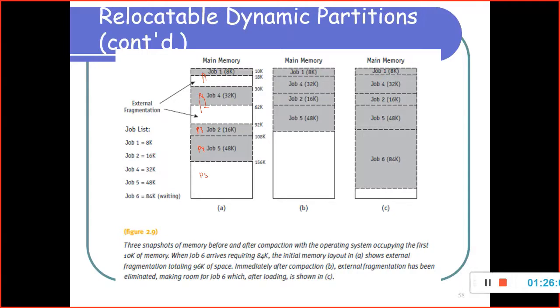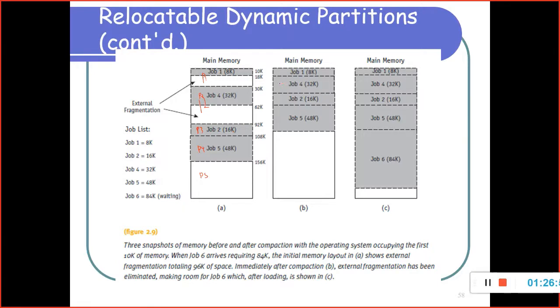So job 1 8K here, job 2 16K here. Remember this, I think this is the best fit. Job 3, job 4, job 2. Where's job 3? Okay, job 1, 2, and 4. Here is 32K of external fragmentation, unused. Job 5 is 48K. Job 6 84K is waiting.